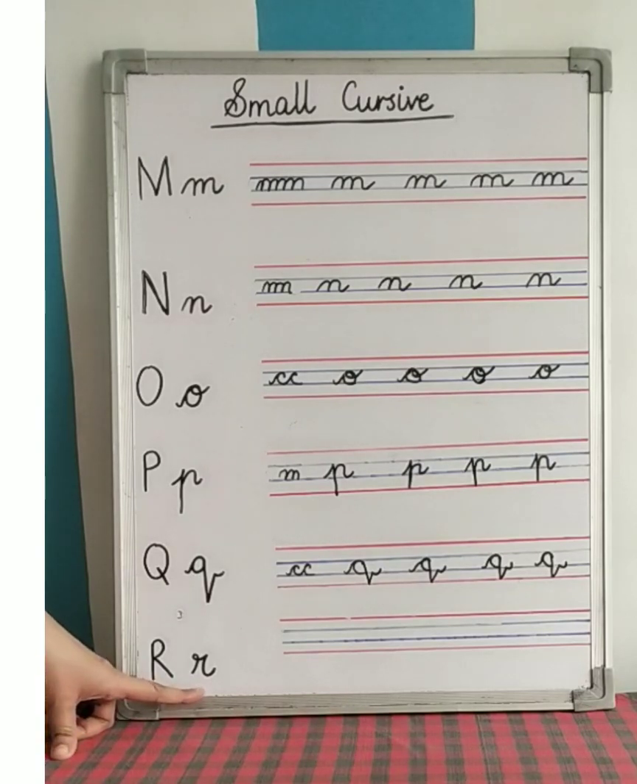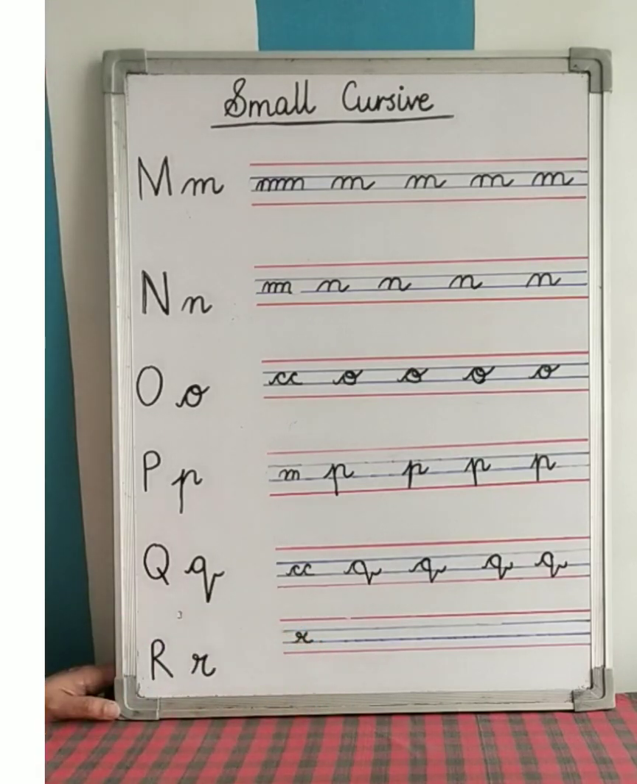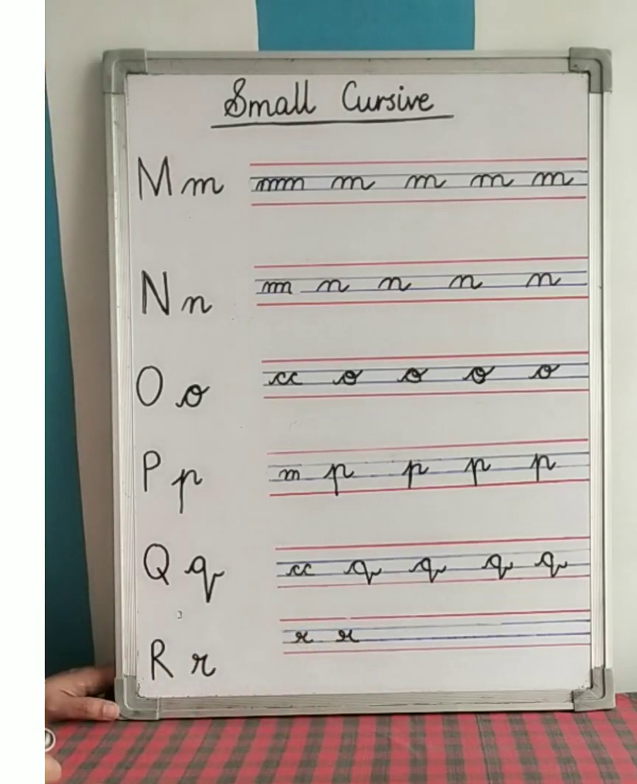Now the next is small cursive R. Now students, small cursive R is not based on any particular pattern. So we have to practice it over and over again. Then only we'll be able to write it. It is also written between two blue lines.